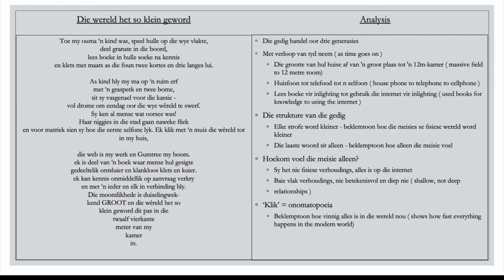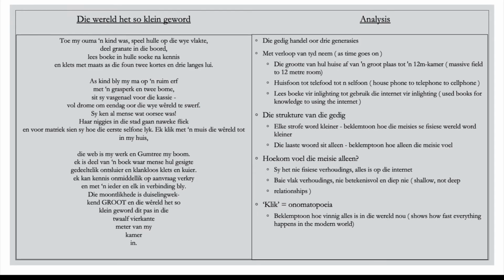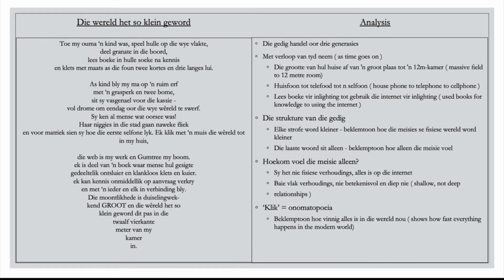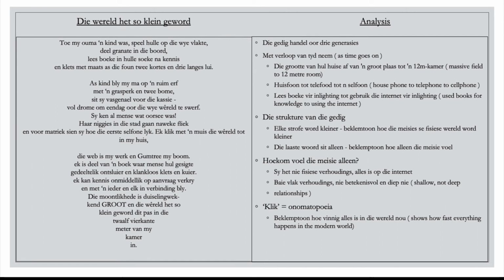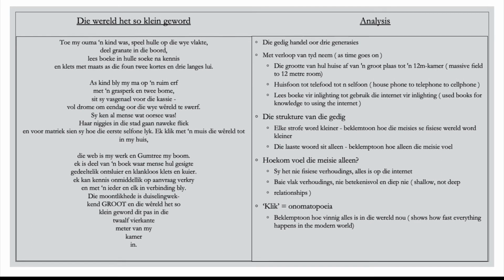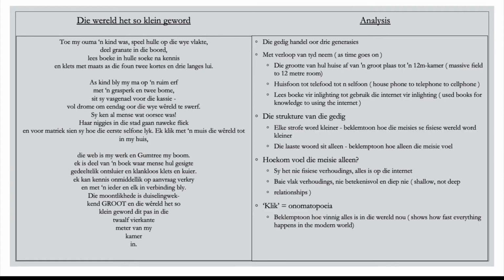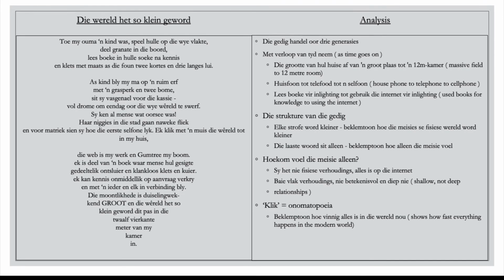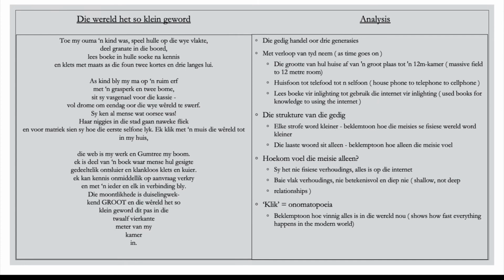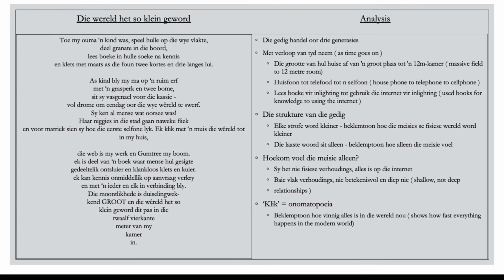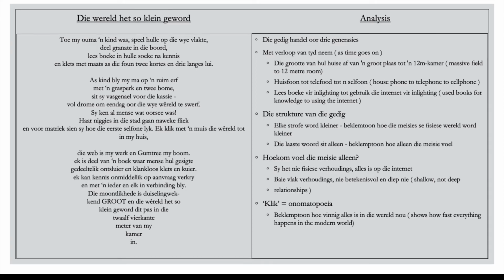So in the second paragraph, in the second last line, it says, "Ek klik met 'n mes die wêreld tot in my huis." So she's saying that she can click with her mouse the world into her house, which means that she could see the world from her home just by going on her laptop and clicking her mouse. This onomatopoeia is very effective because it shows how fast everything happens due to technology. Because in the past, if you wanted to see things or find out information, you'd have to talk to people and read books. Now we can just look it up on the internet.